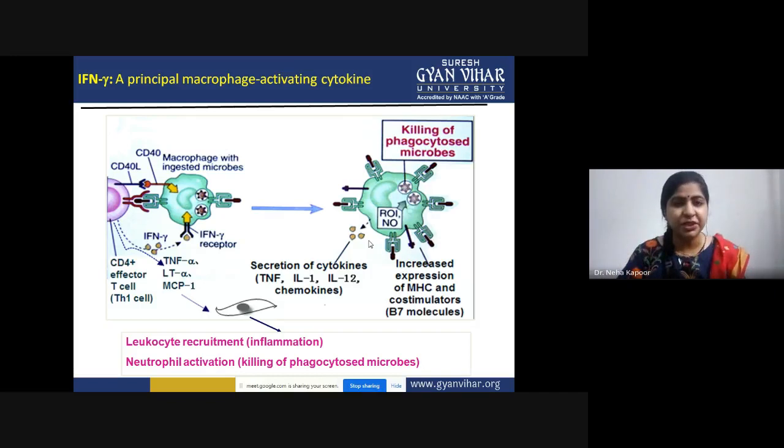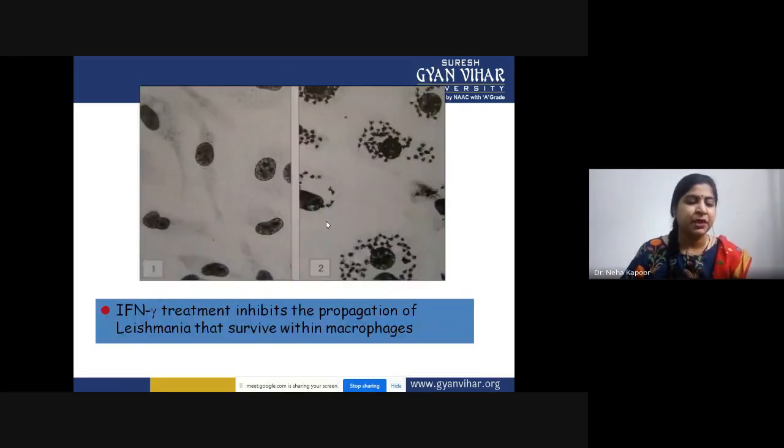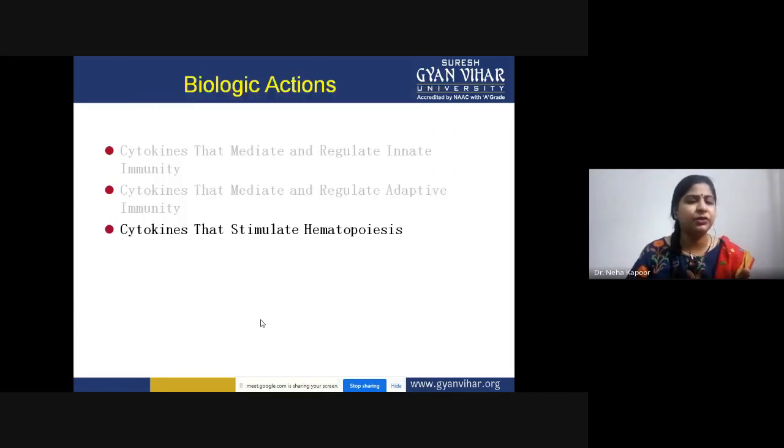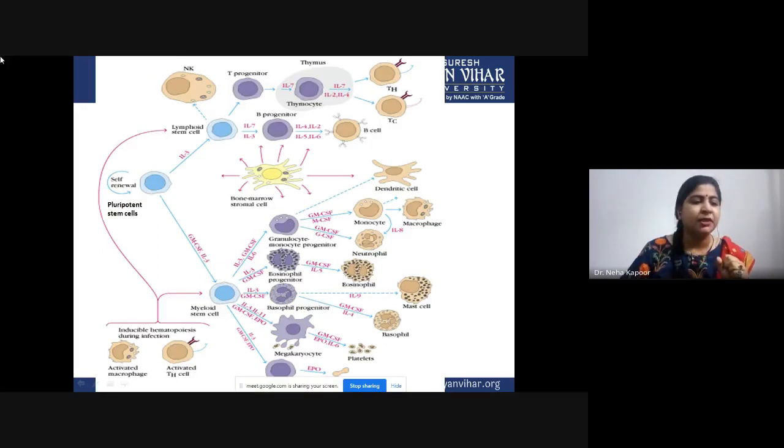Increased expression of MHC would be happening, due to which the complete target cell would be killed. This is the interferon gamma treatment that basically inhibits the propagation, growth and differentiation of Leishmania surviving within macrophages. Last is cytokines that stimulate hematopoiesis. There are many cytokines that help in regulating the process of hematopoiesis, that means how these cells are being generated.